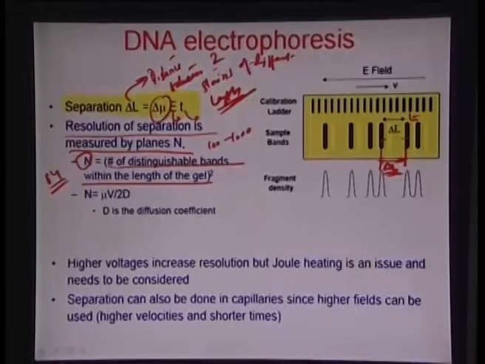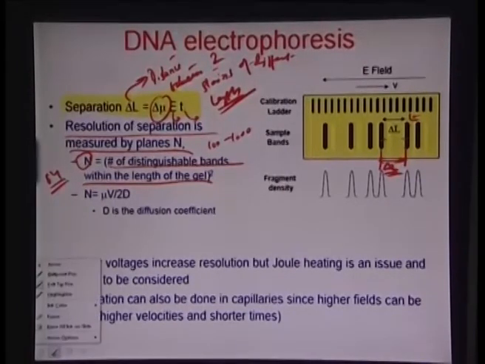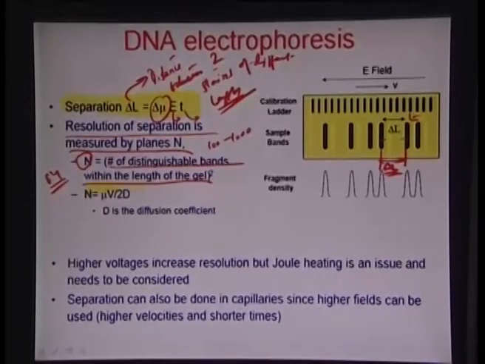This mathematical quantity, the resolution of a gel, is correlated to the mobility of the molecules, the electrophoretic velocity, and also the diffusion coefficient D, as illustrated here in the figure. N is equal to mu V by 2D, where D is the diffusion coefficient. Of course, higher voltages would increase the resolution, but Joule heating being an issue, you cannot really keep raising the voltage to a very high level.